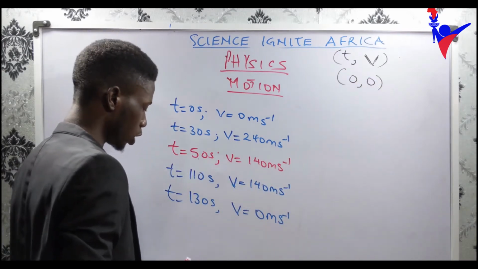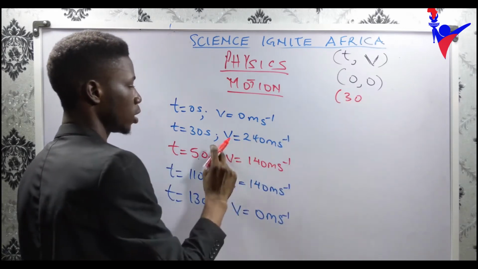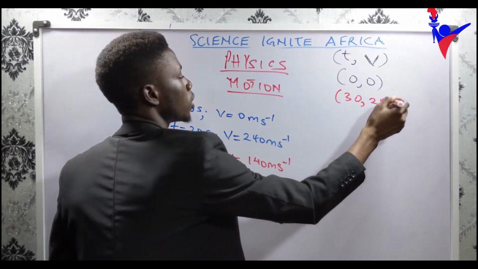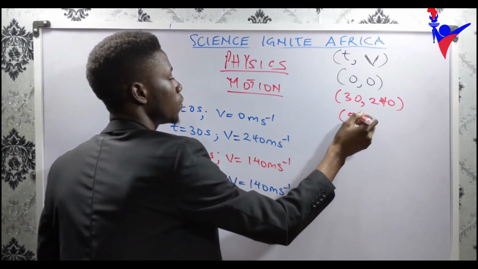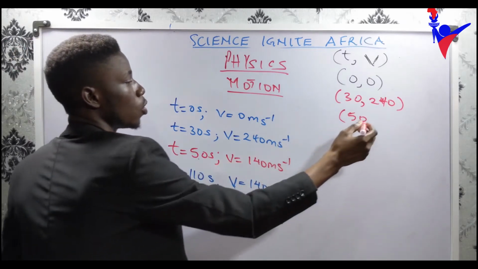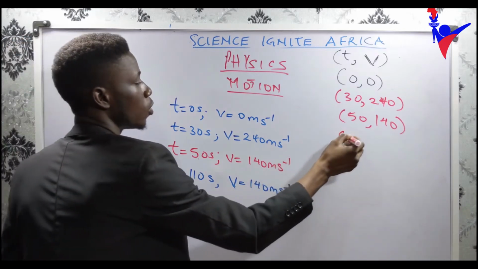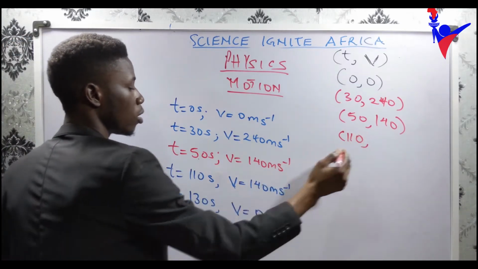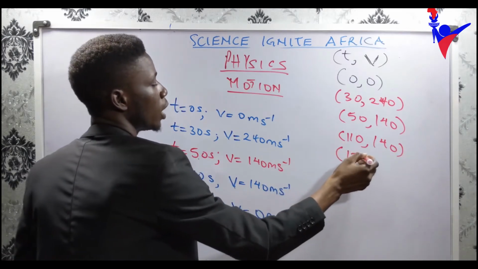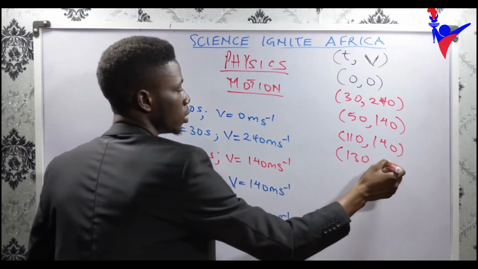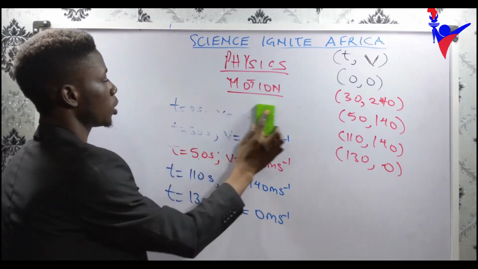For the second stage, I have 30, 240. For the next stage, I have 50, 140. Now, for the next stage, I have 110, 140 again. And for the last stage, I have 130, 0. Now that I have my coordinates written here, all I just need to do is plot my velocity time graph now.